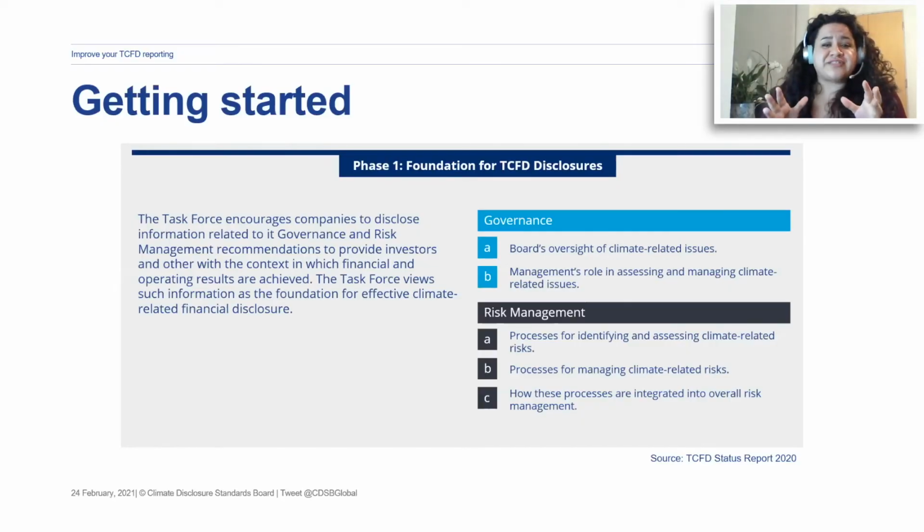I think it's really interesting that TCFD has set this as the foundation for good TCFD disclosure, as they acknowledge that this information provides the context in which financial and operating results are achieved. So as a starting point, you should look at the processes in place within your company. And from the survey at the beginning, it looks like these two are actually the elements that people are less concerned with. But we do have a few examples just to demonstrate how you might go about disclosing this. So as a starting point, you want to look at the processes in place within your company.